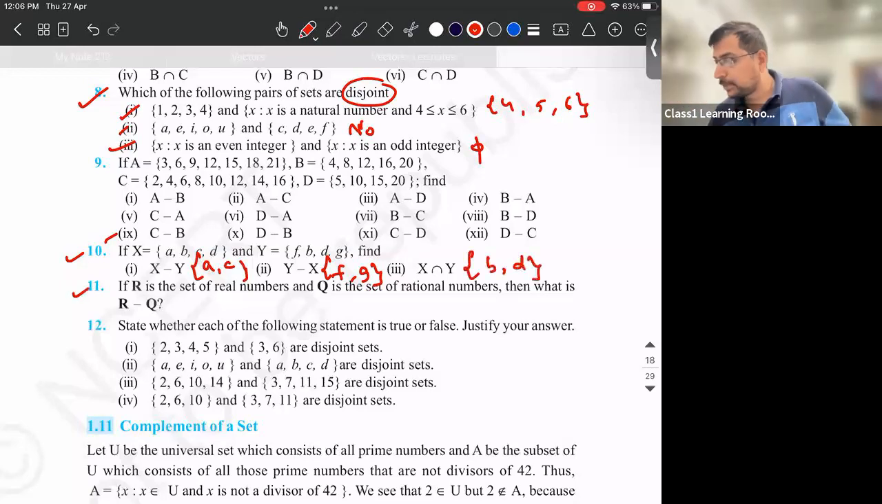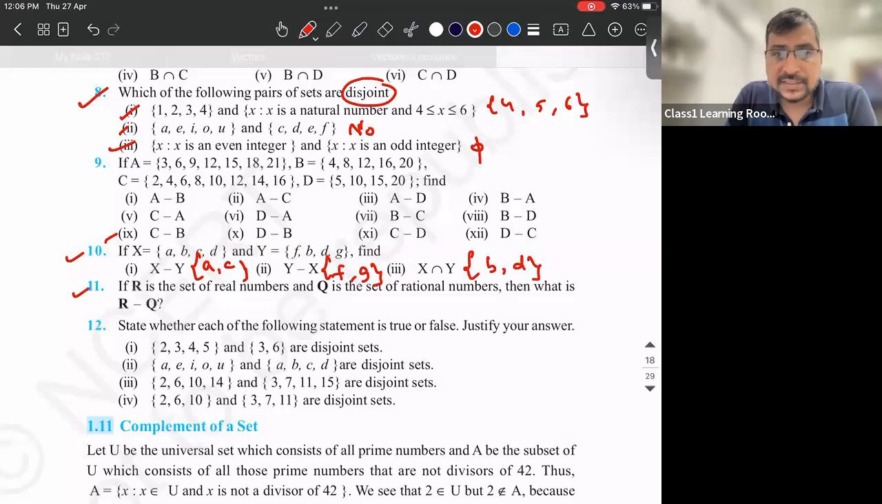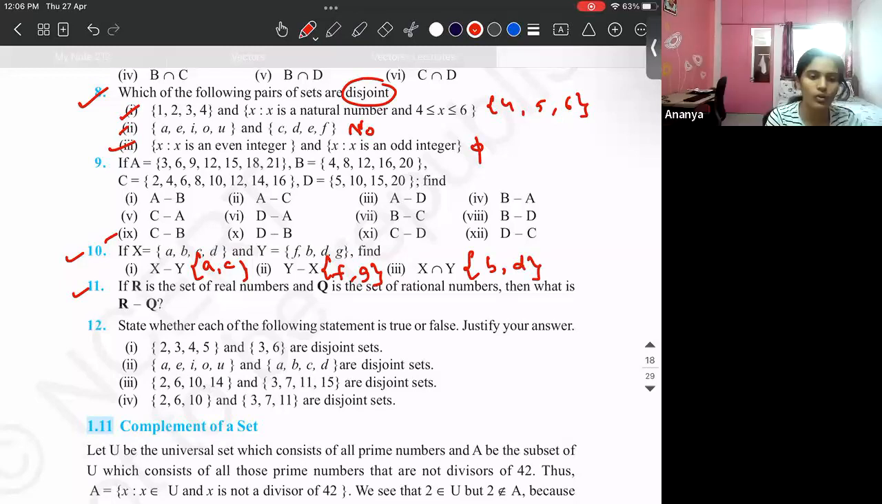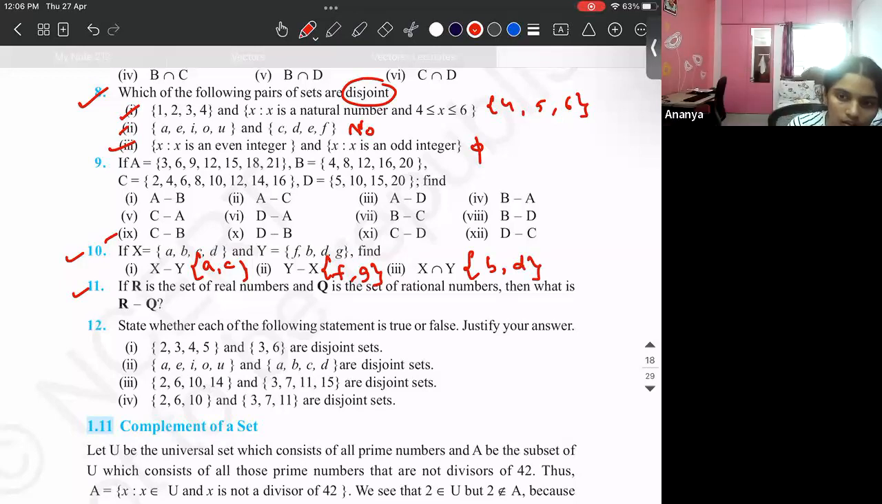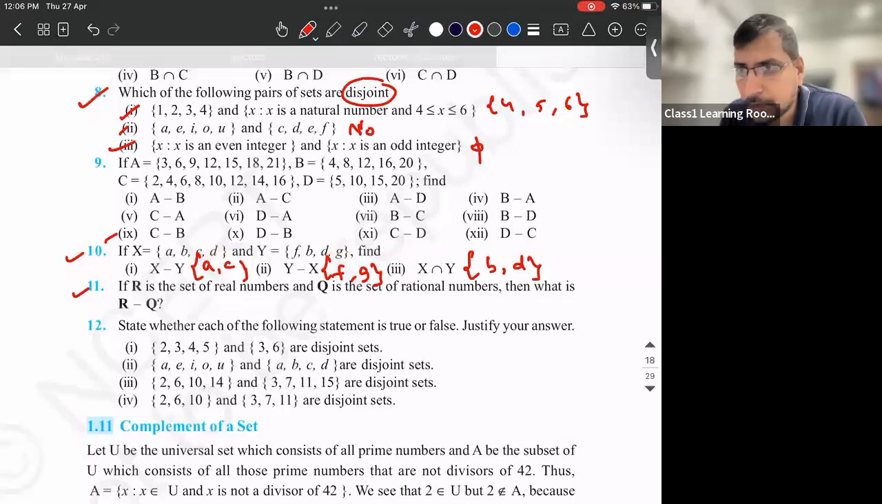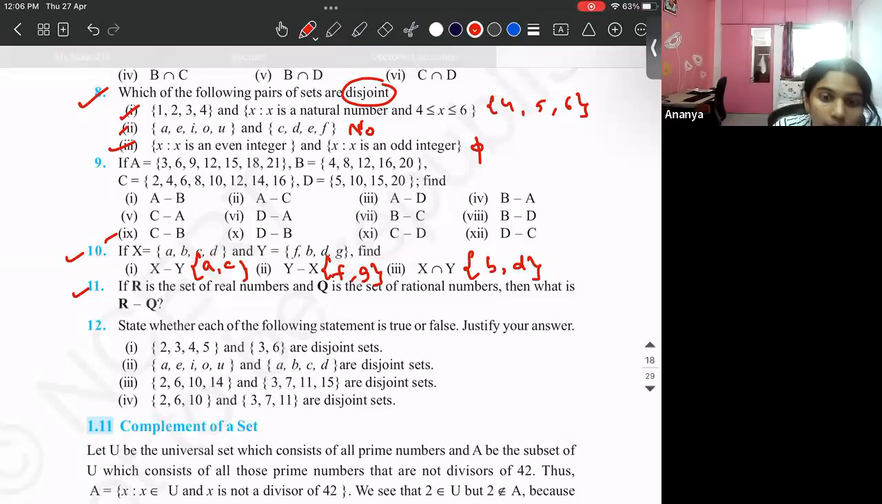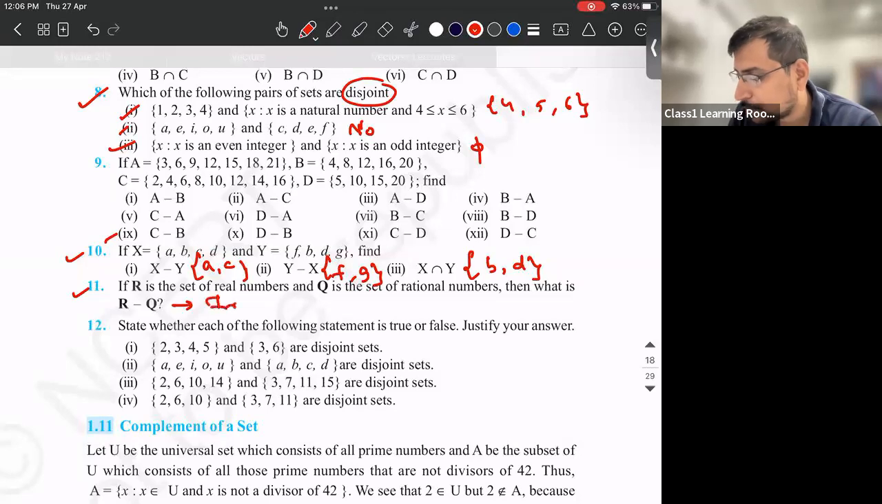Correct. Yeah, Ananya, you tell me this. If R is a set of real numbers, Q is a set of rational numbers, then what is R minus Q? So R is the real number set. Should I write the set? You need not tell the set. It's a theoretical question. From the real number set, you're removing the rational number set. What will you get? Irrational. That's the answer. So they are the irrational numbers.